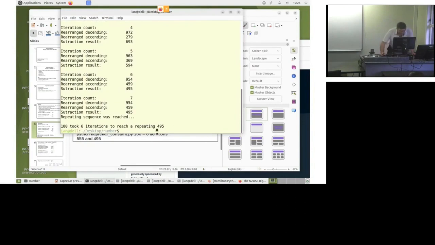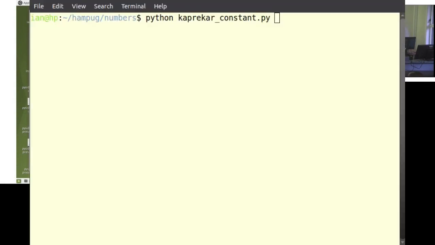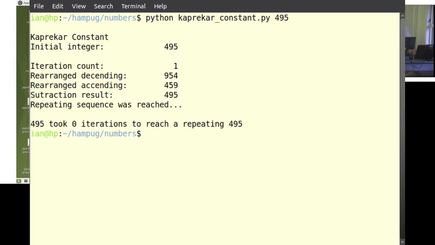Okay. And what did I have? There was one rule, that we can't have all the numbers the same. So if I put in 4444, it took zero iterations to reach the repeating 0000. So that's kind of the one rule, you can't put that in. When you arrange ascending and descending, it's the same number, so you can't subtract; you get zero. And if you put in 495, it doesn't really iterate. It just goes straight into it.